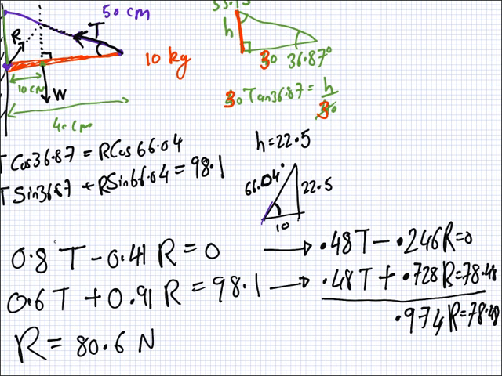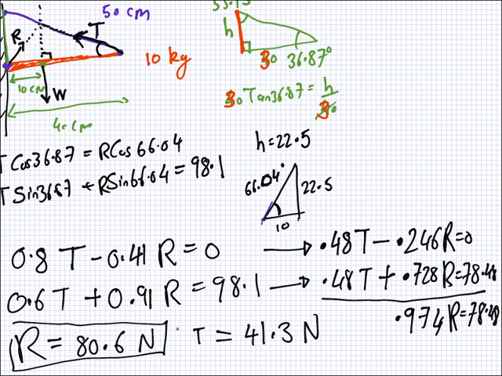84.57. Okay, and then I can use this to get the T, because I can say T is 0.41 over 0.8 R. Did I get that right? Yeah, 0.41 over 0.8 R. So if you multiply this by 0.41 and divide by 0.8, what do you get? 41.3 newtons. Okay.